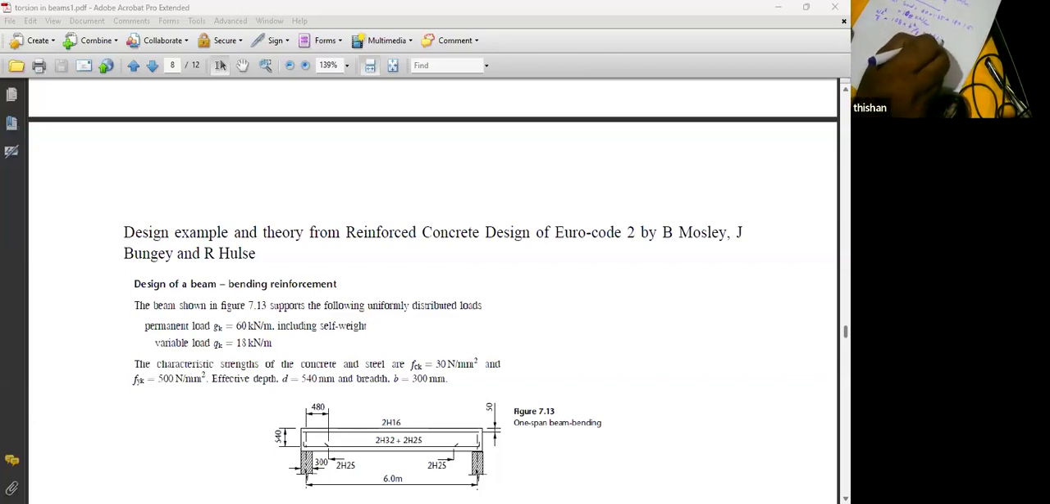486 kilonewton meters. Now find M over b d squared, that is 486 into 10 to the power 6 divided by the breadth of 300 millimeters and the depth of 540 millimeters squared. What is the M over b d squared value, please? 486 into 10 to the power 6 divided by 300 divided by 540 squared.